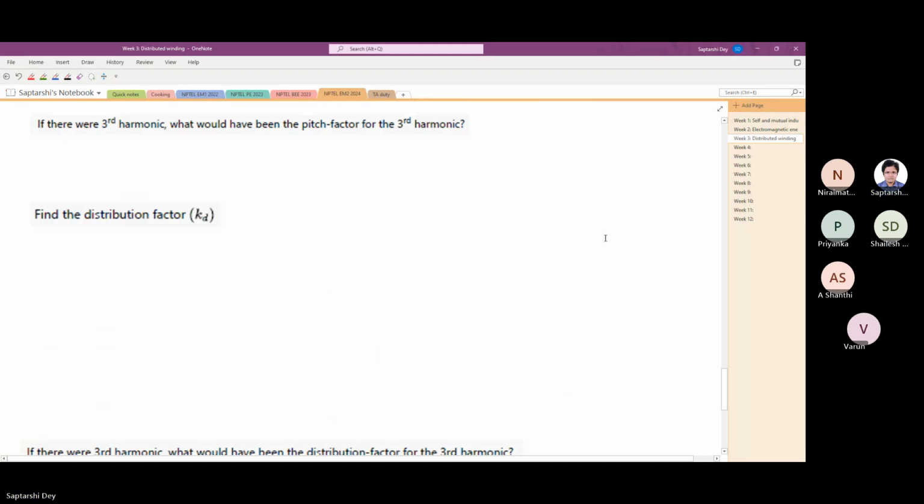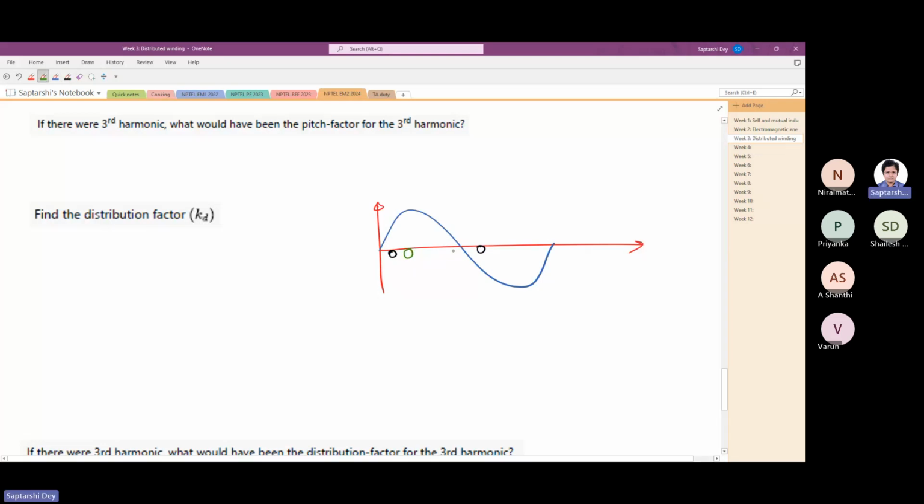One pole pair has several coils. So if this is the air gap flux density distribution, I'm just drawing for one pole pair. My sinusoids are never symmetric. So like this, say this black coil is here. The green coil is after one slot. The red coil comes after one more slot.